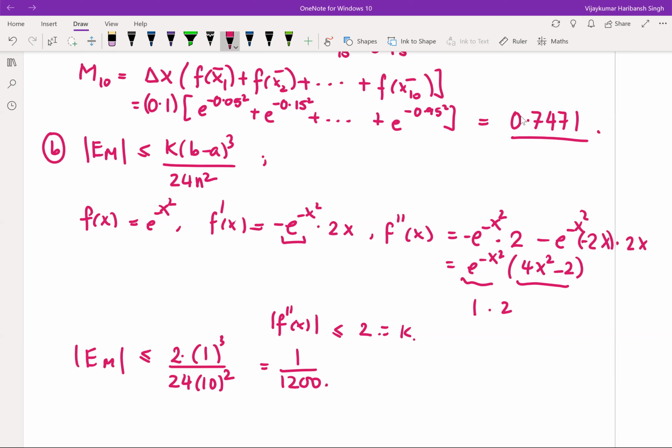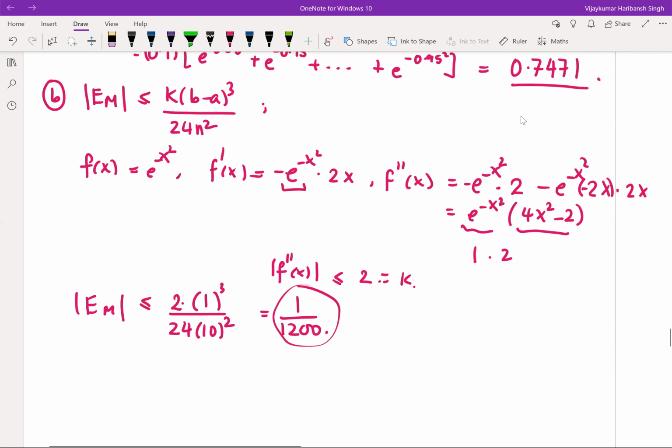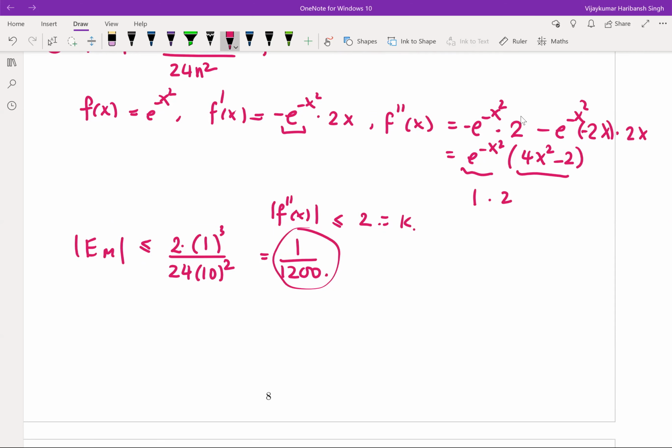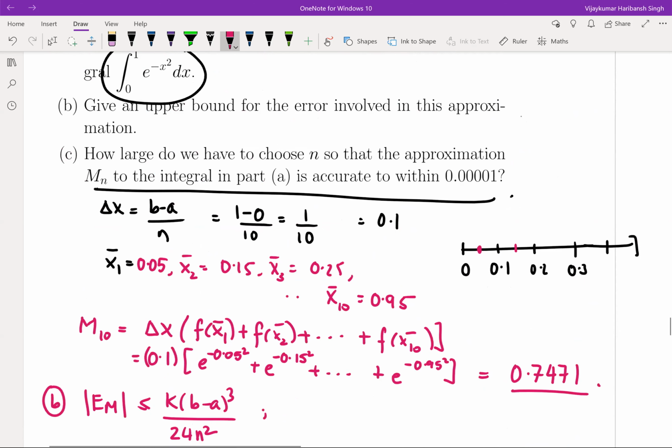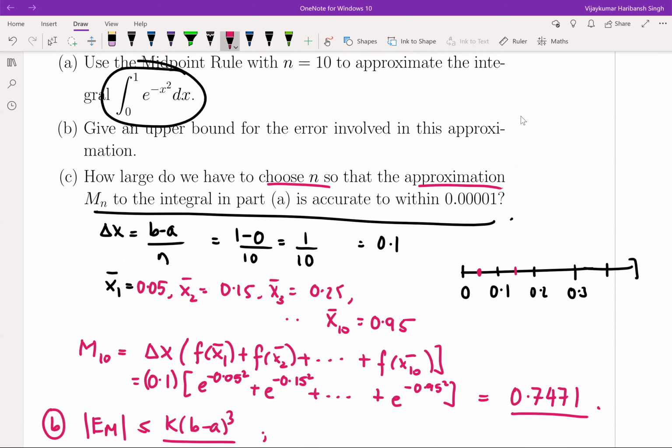So this is an approximation, and this is the error you will get, which is really small, right? It's around 1 over 1,000, so kind of close to 0.001 error. So at least the first 2 digits after the decimal place will be equal. Now, the next question is, how large an n do we need to choose so that the approximation M_n is accurate up to 0.0001?